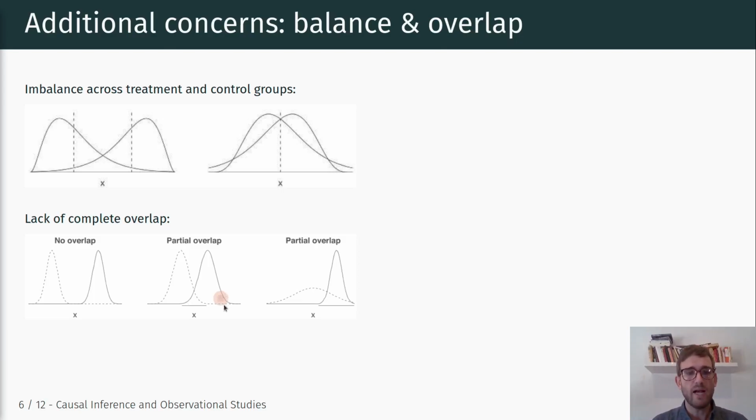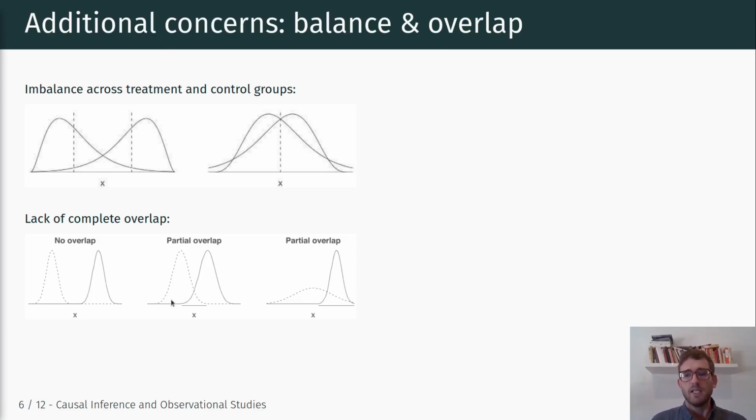As soon as you're outside of that range, either here to the right or here to the left, you don't have valid counterfactuals anymore, right? You don't have observations that are similar in terms of that confounding factor, but that actually selected into the treatment group, or that are similar and selected into the control group, right? So lack of complete overlap ultimately limits the types of observations for which we can make valid causal inferences.